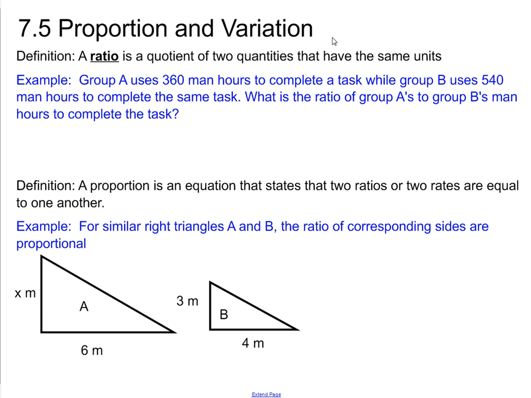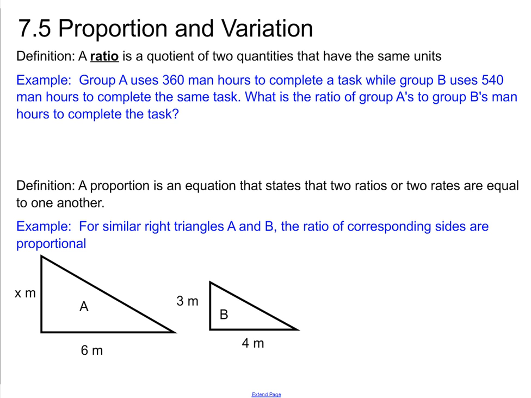The first one is the definition of what's called a ratio. A ratio is a quotient of two quantities that have the same units. As an example, let's say that Group A uses 360 man-hours, which is a measure of the number of hours people working together to complete a task. Group A uses 360 man-hours to complete a task, while Group B uses 540 man-hours to complete the task. What is the ratio of Group A's to Group B's man-hours to complete the task?